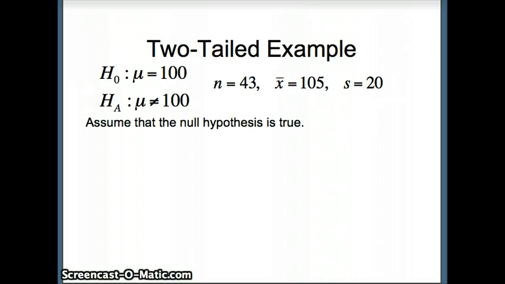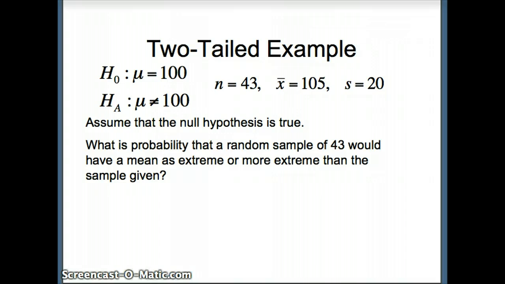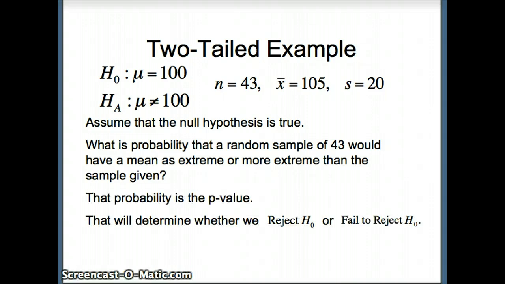So here we want to assume the null hypothesis is true. And we want to find the probability that a random sample of 43 would have a mean as extreme or more extreme, that is more than 105 or less than 95. That probability is the p-value, and depending on the results of the p-value, we will either reject H0 if the p-value is small, or fail to reject H0 if the p-value is large.